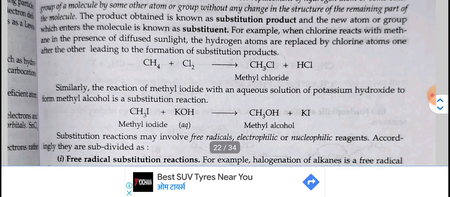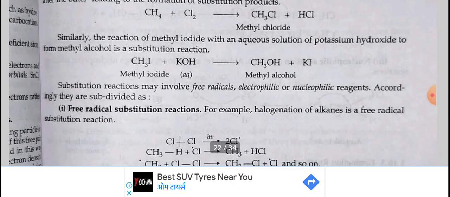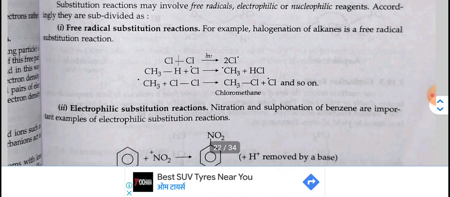Methane plus chlorine gives methyl chloride plus HCl. Similarly, the reaction of methyl iodide with an aqueous solution of potassium hydroxide to form methyl alcohol is a substitution reaction. Methyl iodide plus aqueous KOH gives methyl alcohol plus potassium iodide. Substitution reactions may involve free radical, electrophilic or nucleophilic reagents. Accordingly, they are subdivided as: first, free radical substitution reactions. For example, halogenation of alkane is a free radical substitution reaction.